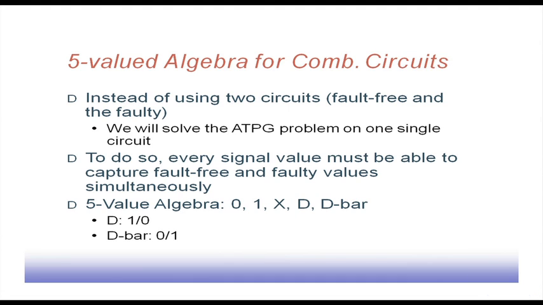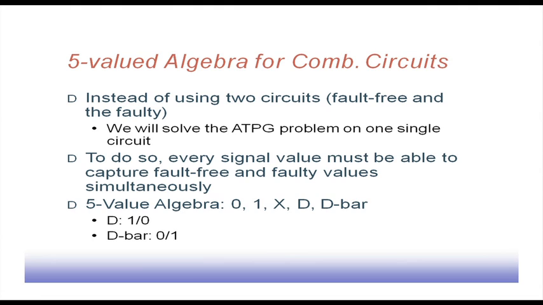So, 0 or 1 are deterministic values, because they tell that a line is permanently 0 or statically 0 or statically 1. On the other hand, sometimes we need to say that if this point has some value in the fault-free circuit, then in the faulty circuit it will be the reverse of that. This is captured by introducing two new symbols, D and D bar. So, 0, 1, X remain as they are: 0 is static 0, 1 is static 1, X is unknown, and D and D bar can pick up the value 1 or 0.